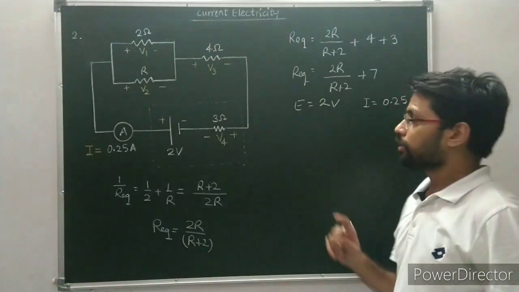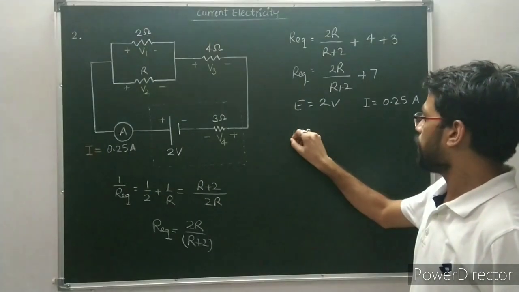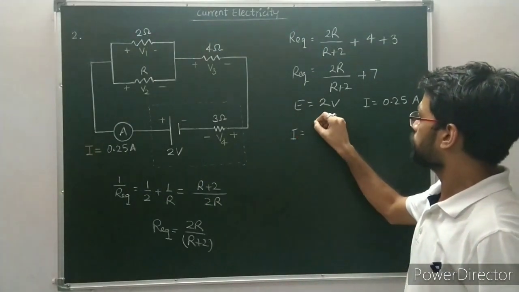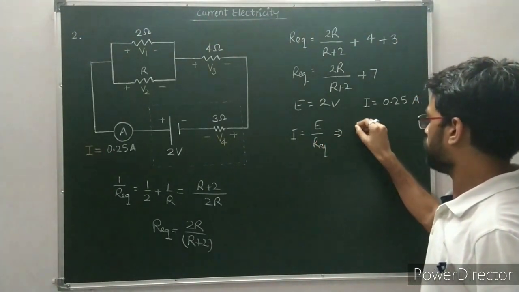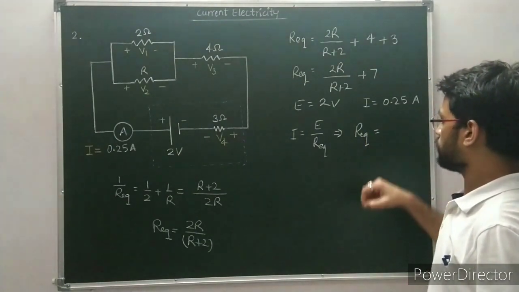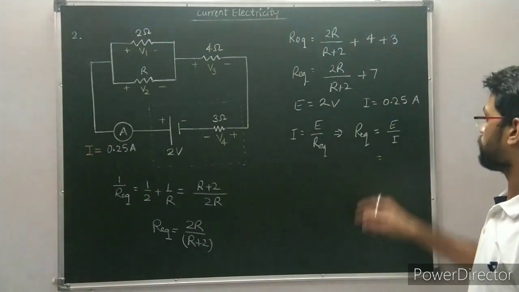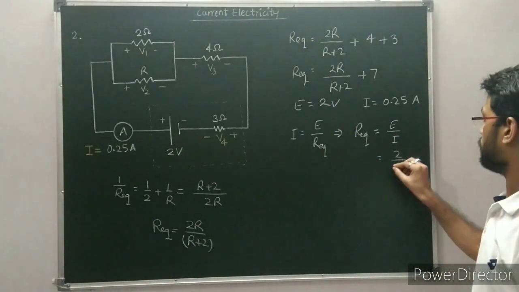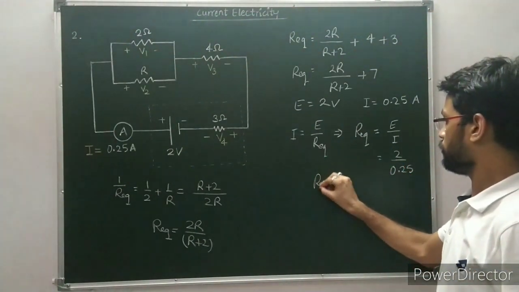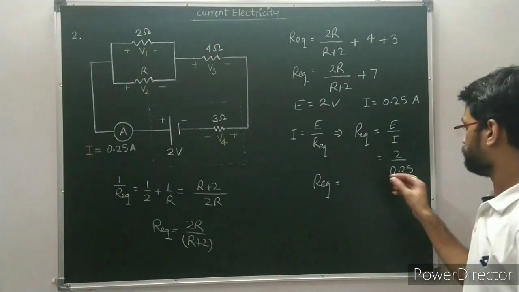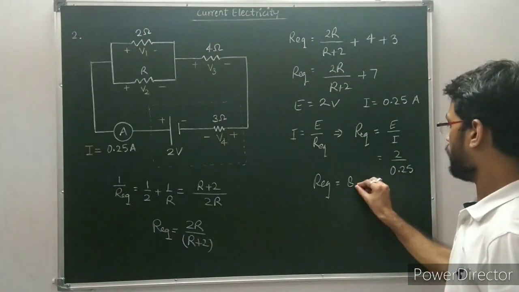Now apply Ohm's law at the circuit level. We have I is equals to E upon Req. Then we can also write Req is equals to E divided by I. Okay, so E is 2 divided by 0.25, and Req would be equals to 8 ohm.